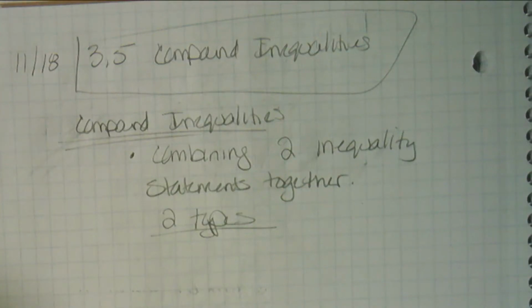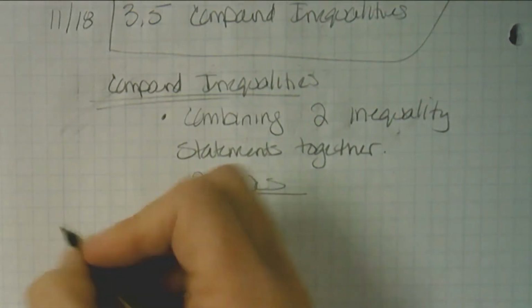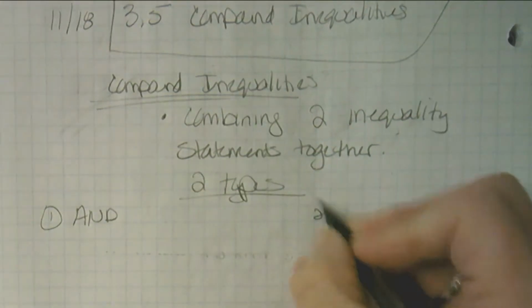Inequalities that we have. All right, the two types, the first one, and I'm going to kind of put them side by side. The first one are called ands, and the second one is or.